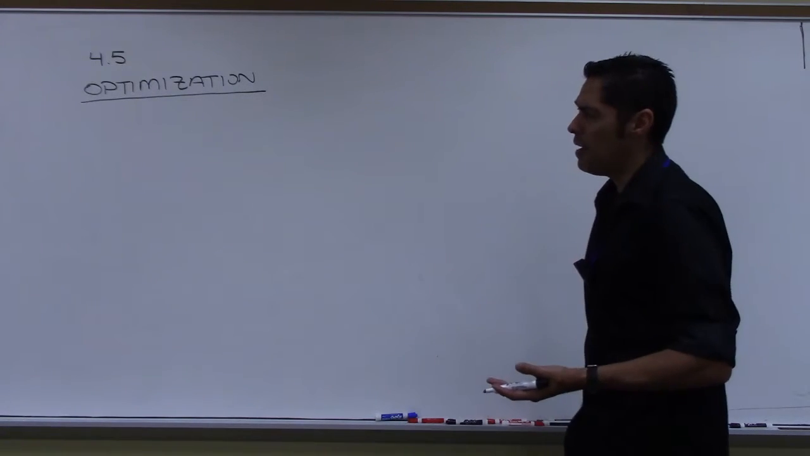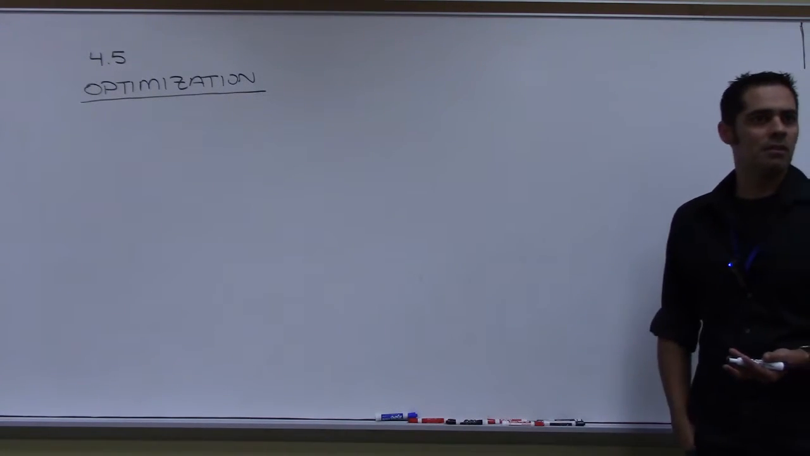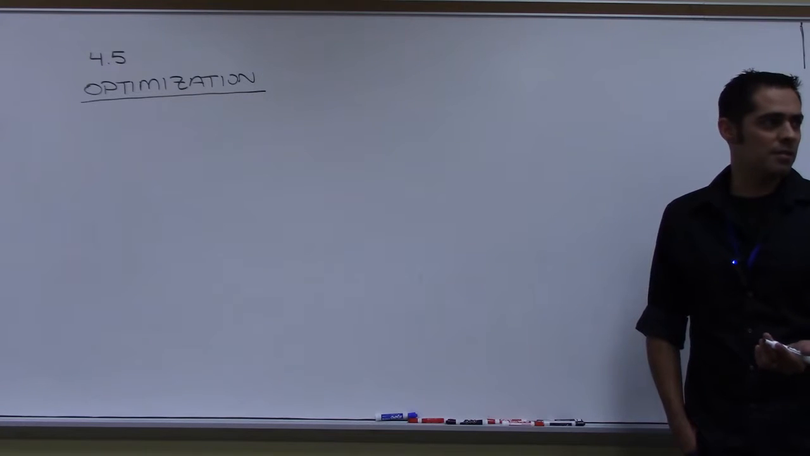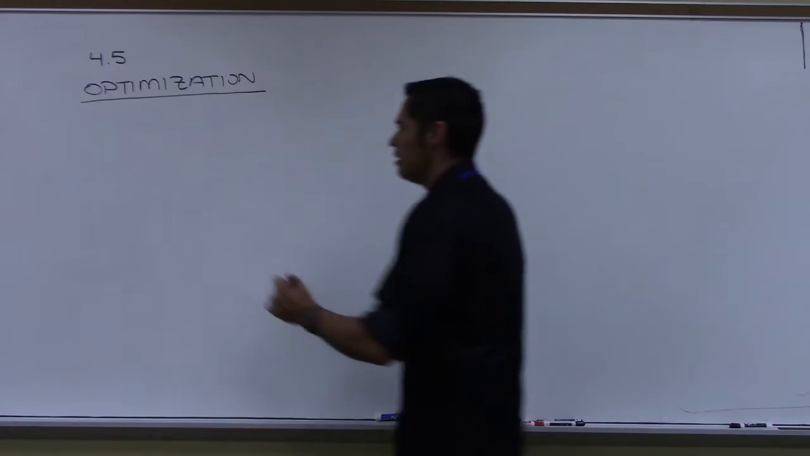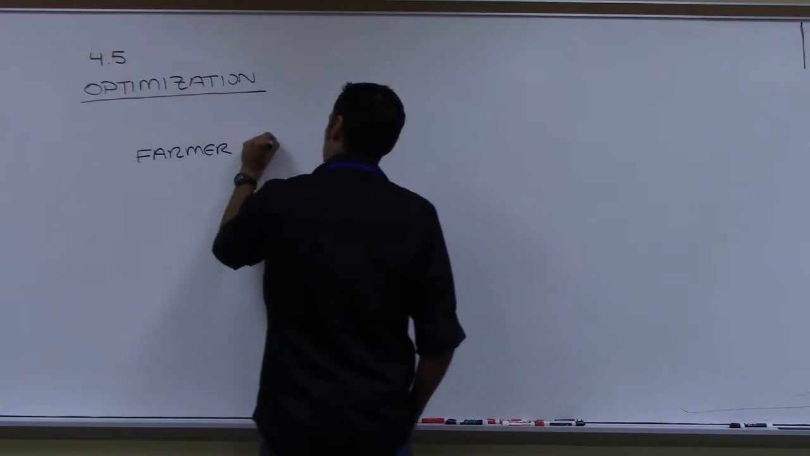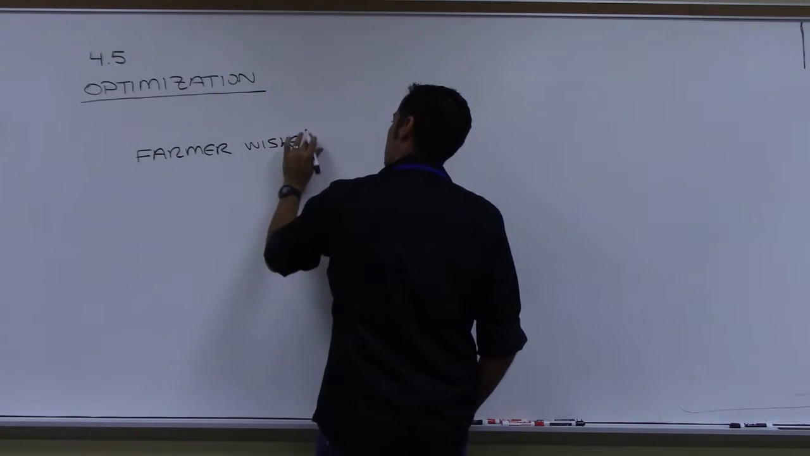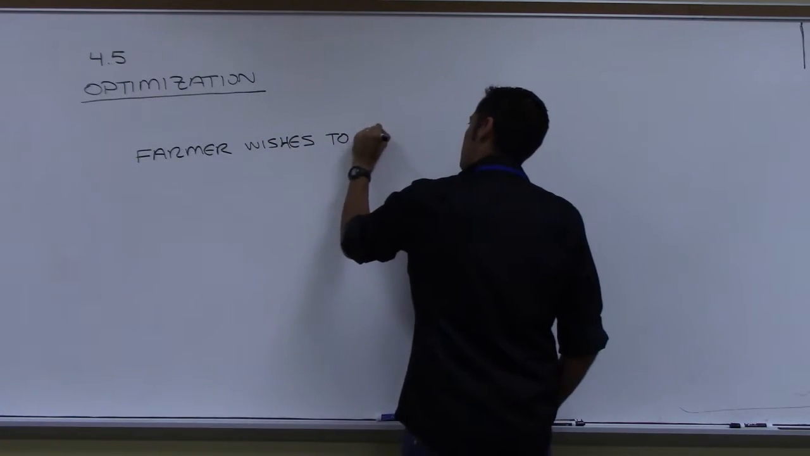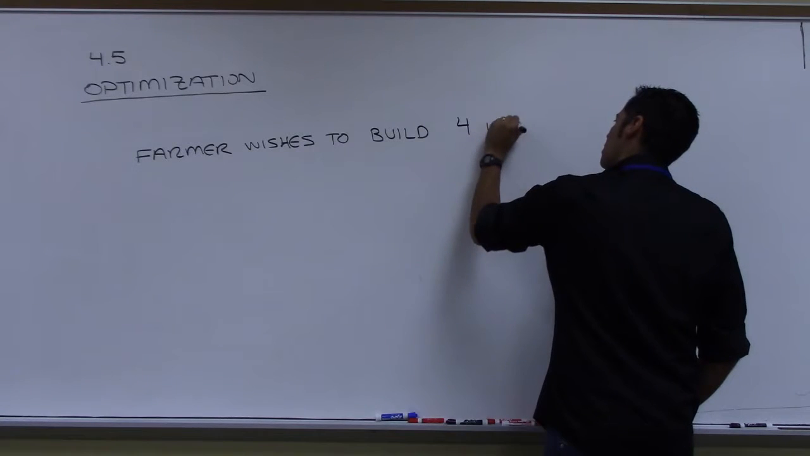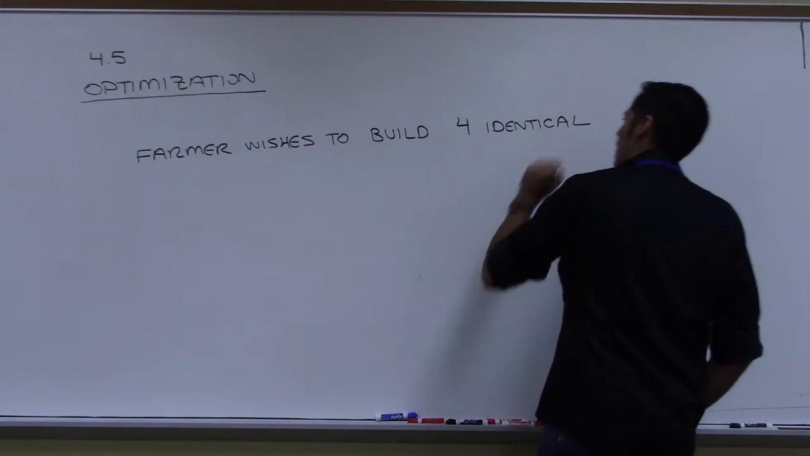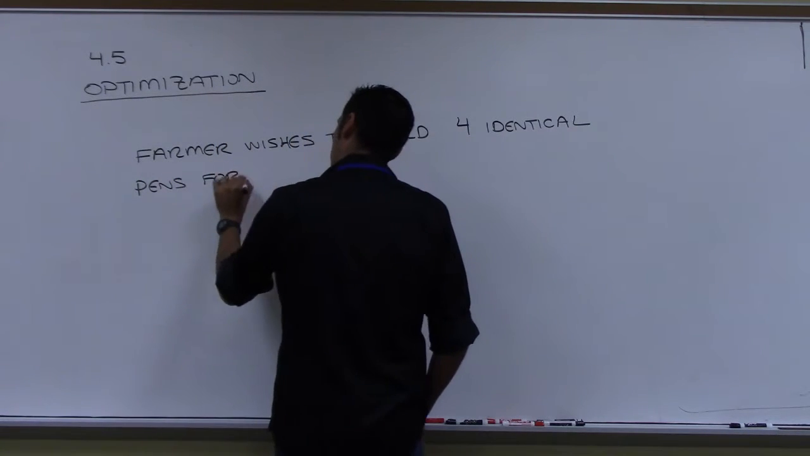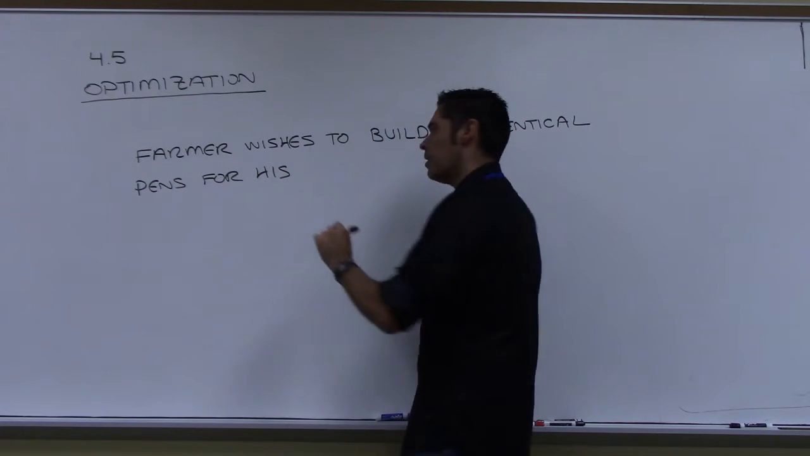So we're going to start, I think, with the most classic example that's used in calculus classes. And that's the farmer who wants to build pens for his little animals. All right? So the farmer and the pens. A farmer wishes to build 4 identical pens for his, what? Chickens?